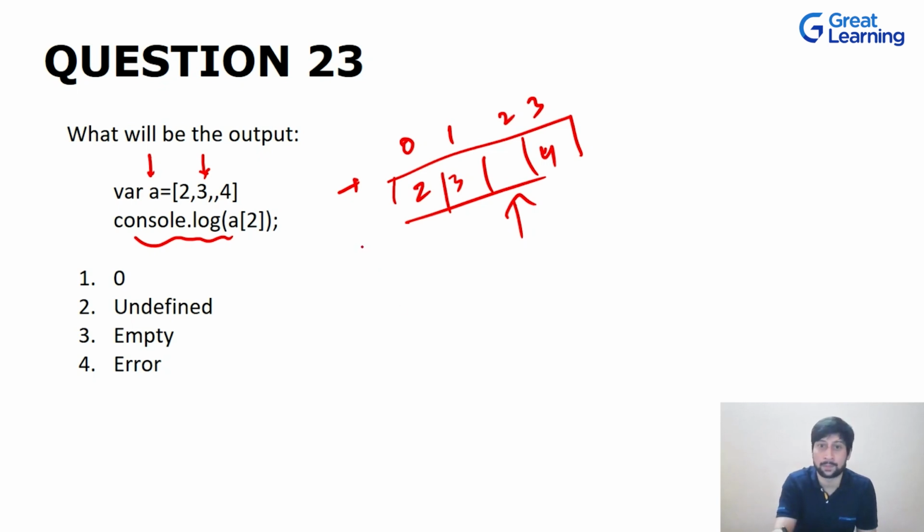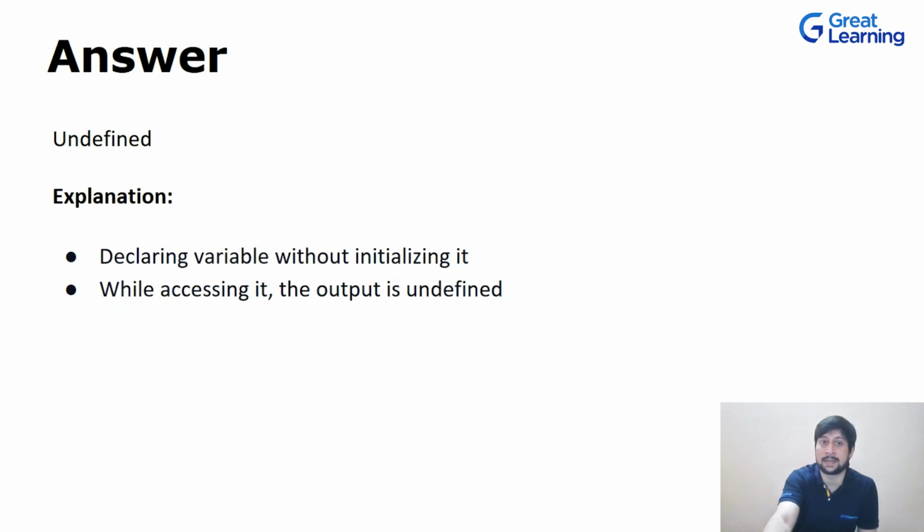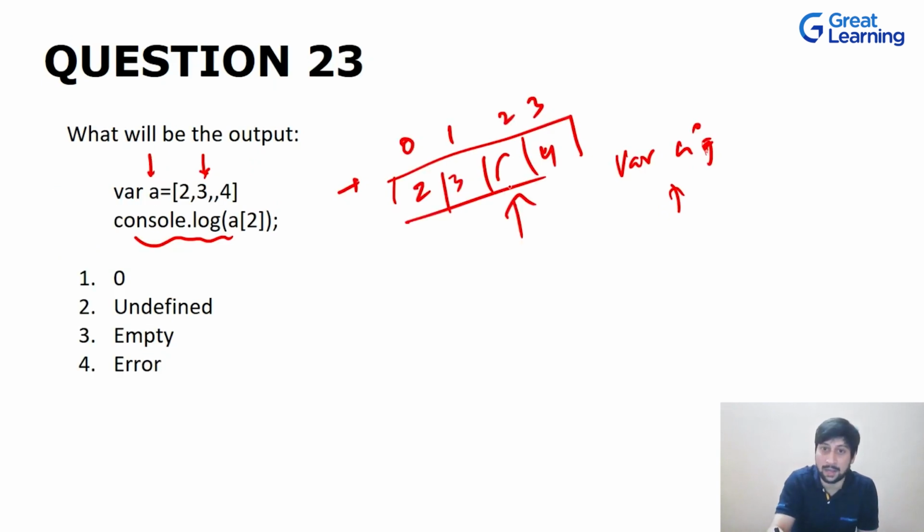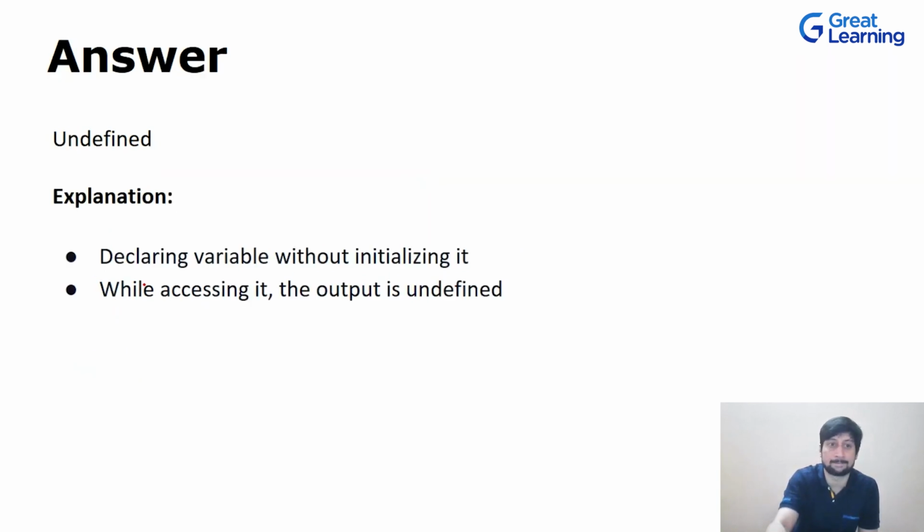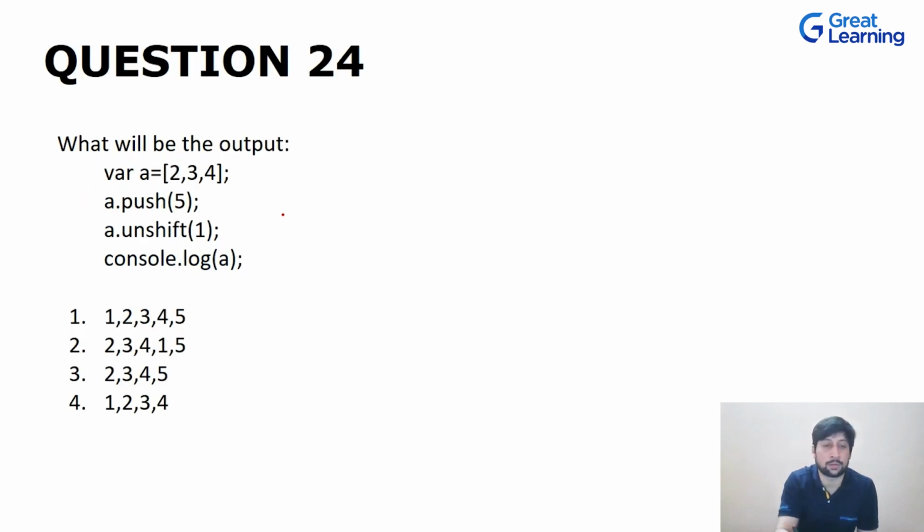So what will be the value? Will it be 0? Will it be empty? Or will it throw an error? Or will it be undefined? So whenever you are declaring a variable, like let's suppose you have declared a and you are not defining it, you are not initializing it, what will be the value of this? It will be undefined. So same thing happens over here, it will be undefined. As you haven't defined it here, you have just declared it, so it will be undefined. So the correct option is undefined. Okay, declaring a variable without initializing it means it's an undefined situation. While accessing it, the output is undefined. Okay. Now let's move on to the next question.